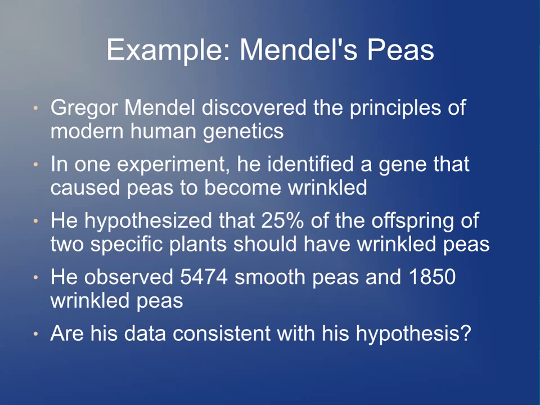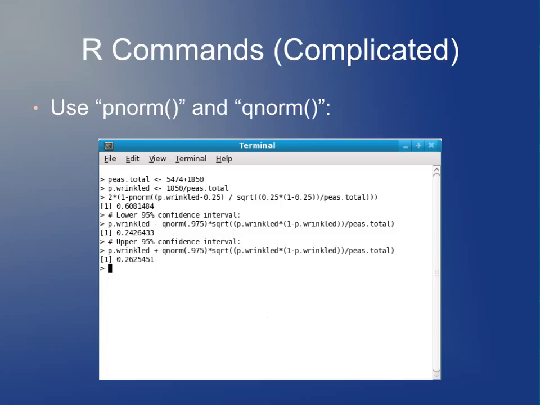So a famous example from the history of biology would be Mendel's peas. As I'm sure you all know, Gregor Mendel discovered the principles of modern genetics. And one of the ways he did this, he identified a gene that caused peas to become wrinkled. Under Mendel's model of inheritance, he hypothesized that 25% of the offspring of two specific plants should have wrinkled peas. He observed 5,474 smooth peas and 1,850 wrinkled peas. So are his data consistent with this hypothesis?